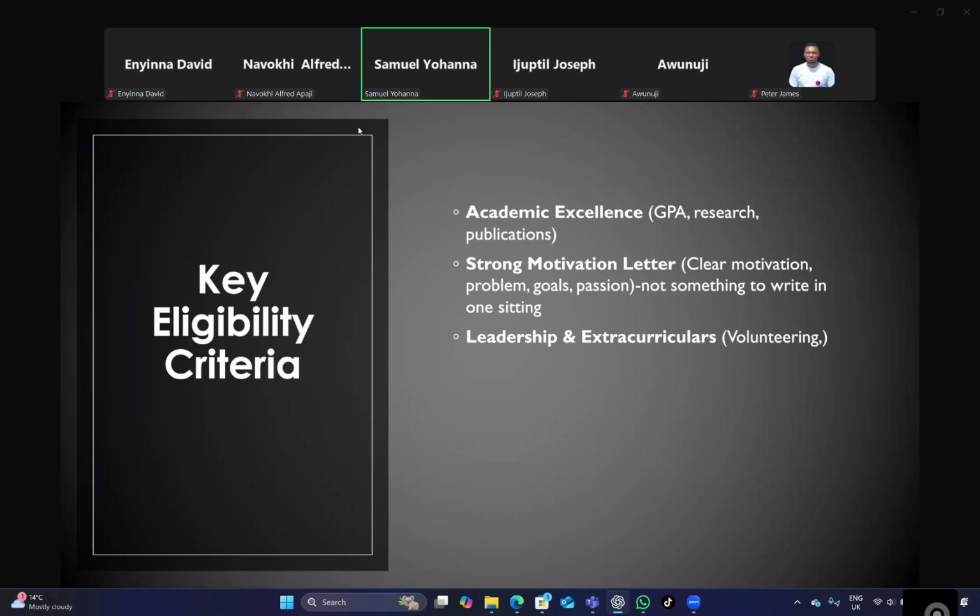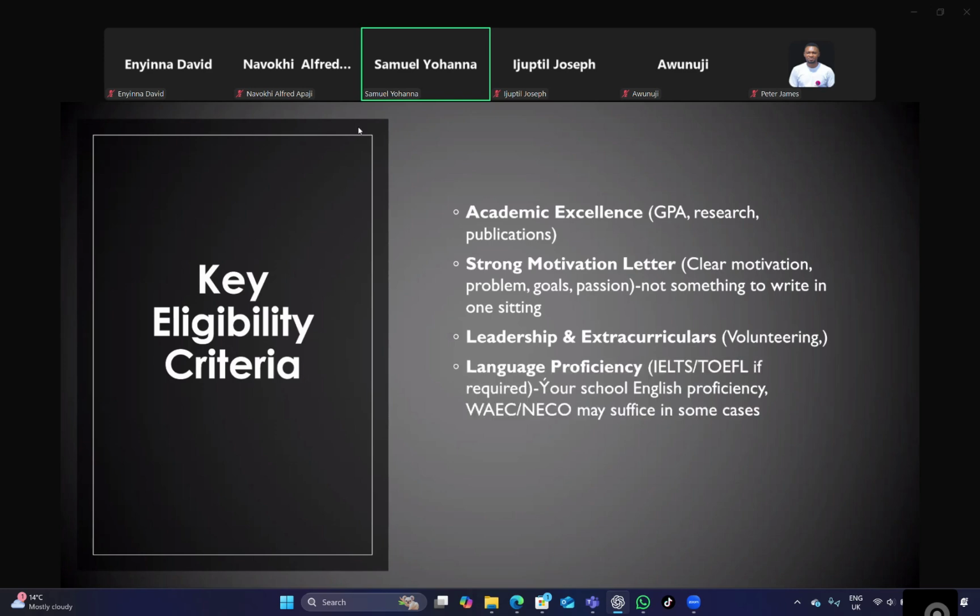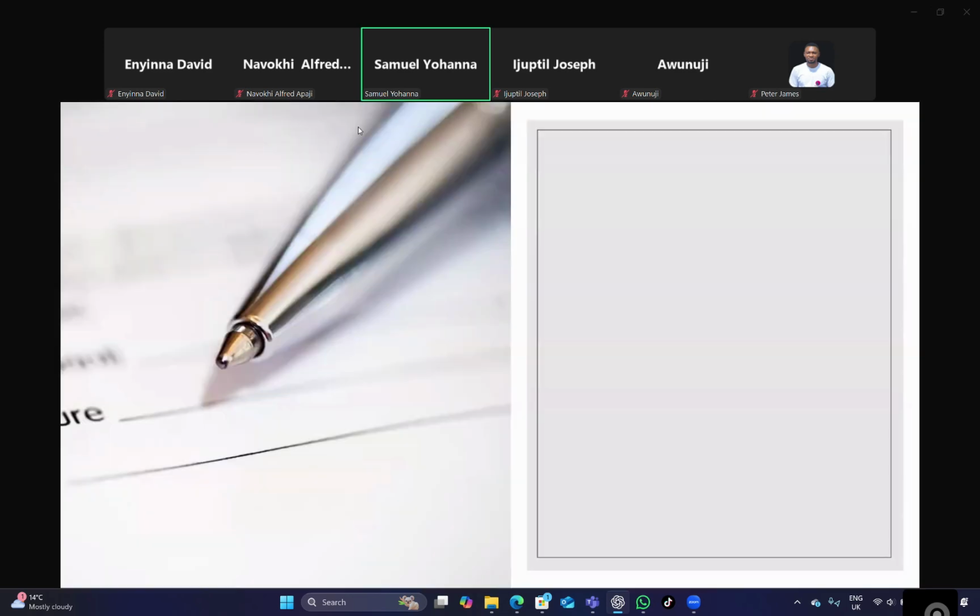And then you need leadership and extracurricular activities and language proficiency, the IELTS, the TOEFL. Some schools do accept your English proficiency from your university. For example, in my university, they give out a note to show that throughout your stay in the university, you've been taught in English, and some scholarship bodies do accept that. Also, some scholarship bodies or admissions in Europe do accept either WAEC or NECO when you have C6 or thereabout. Recommendation letters are also very, very important.